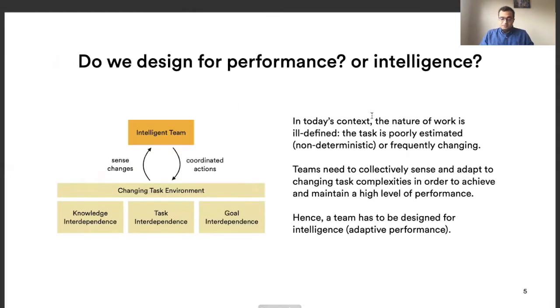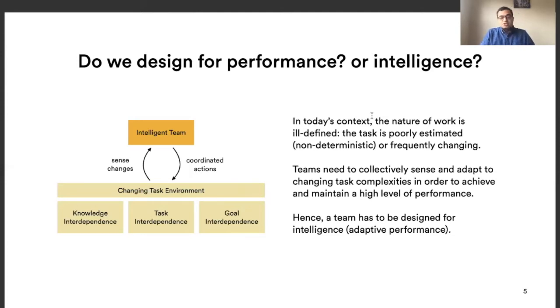Although we do not live today in a world of assembly lines, right? In today's context, the nature of work is ill-defined. It is not knowable beforehand, or worse, frequently changing, which begs the question: do we design for high performance on a specific task, or do we design for high intelligence? In today's world, teams need to collectively sense and adapt to the changing complexities to maintain high performance. Hence, we argue that a team has to be designed for intelligence, that is, adaptive performance.